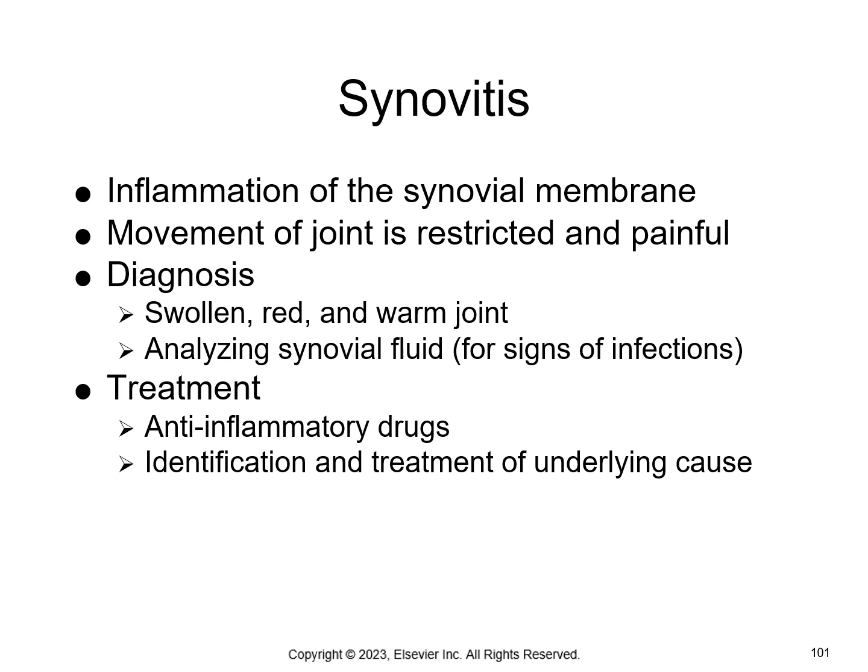Synovitis, which we talked about earlier, can also occur. Synovitis is inflammation of the synovial membrane lining the joint. Movement of the joint is restricted and painful because of the swelling as the synovial sac fills with fluid. The joint becomes swollen, red, and warm and can be diagnosed by analyzing the synovial fluid for signs of infection or crystals which may indicate gout. Treatment would be anti-inflammatory drugs and identification of and treatment of the underlying cause.